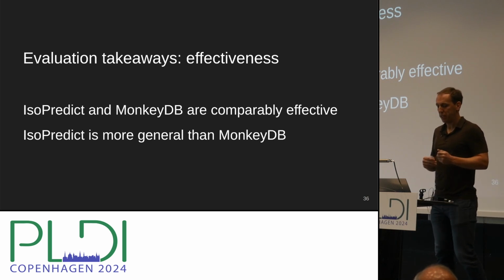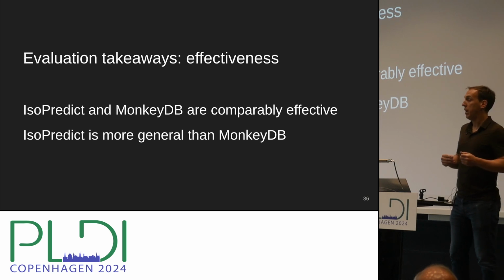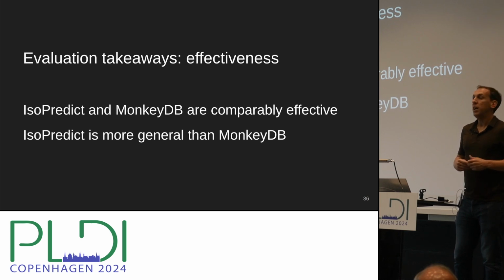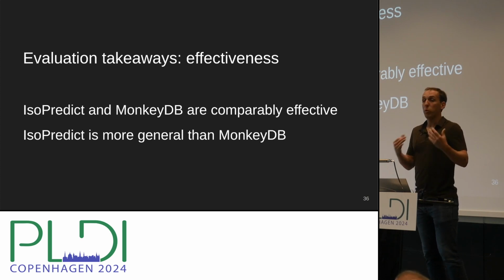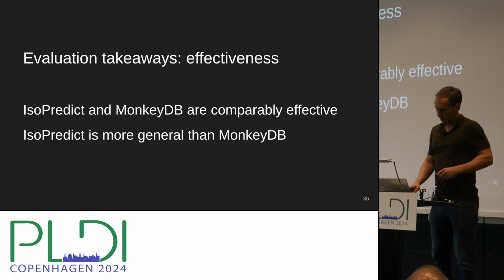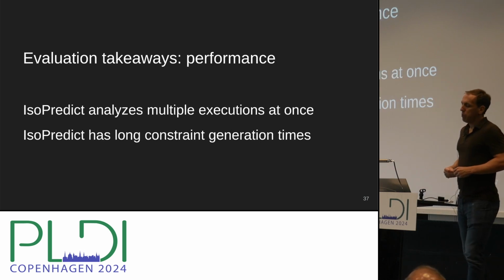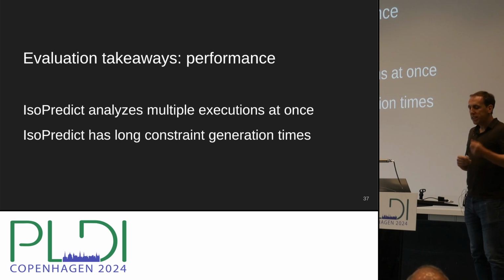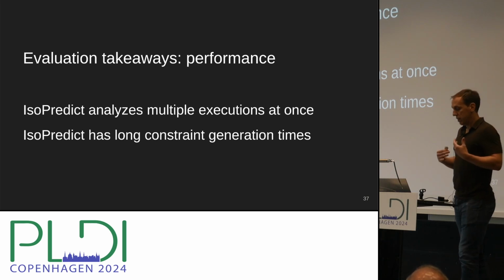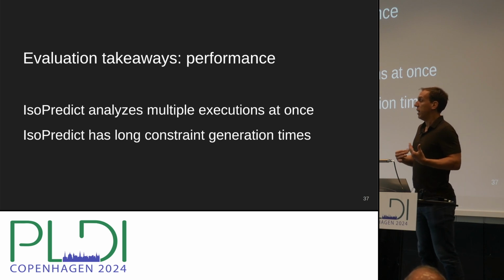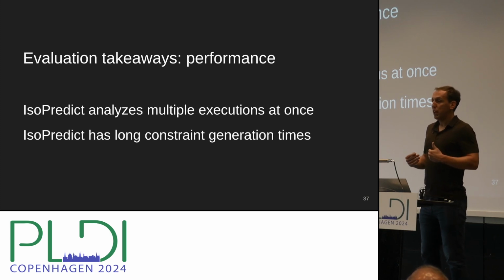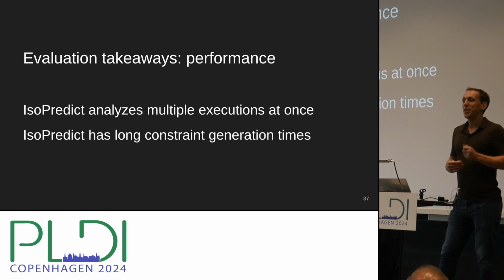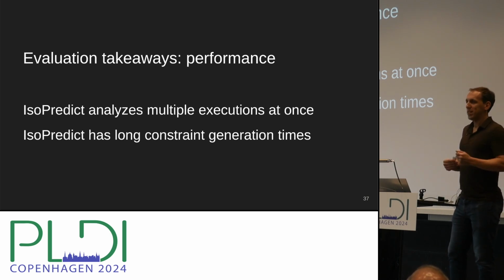However, qualitatively, IsoPredict is still more general than MonkeyDB because it doesn't require a specialized data store. And in future work, we'd like to explore how to actually make our technique work with any data store, even in a deployed environment. For the performance, qualitatively, IsoPredict analyzes multiple executions at once, at least in essence, whereas only a single execution can be analyzed at a time by MonkeyDB. IsoPredict had long constraint generation and solving times. Actually, the constraint generation times were the longest, so that's also something to look into, largely as an implementation issue.